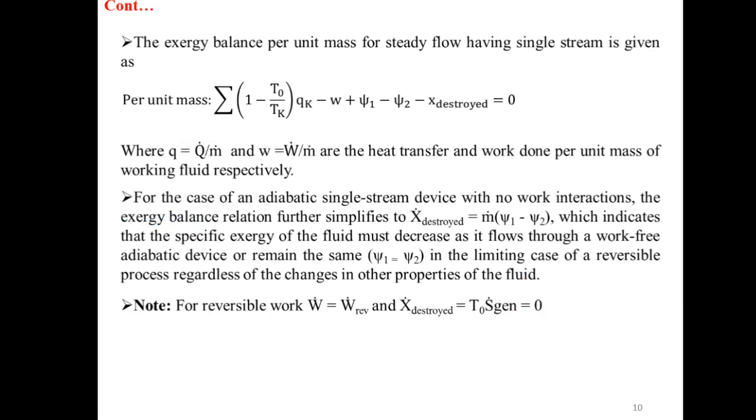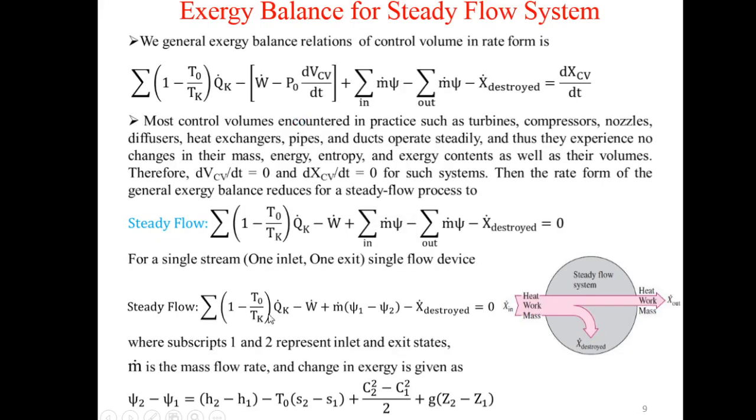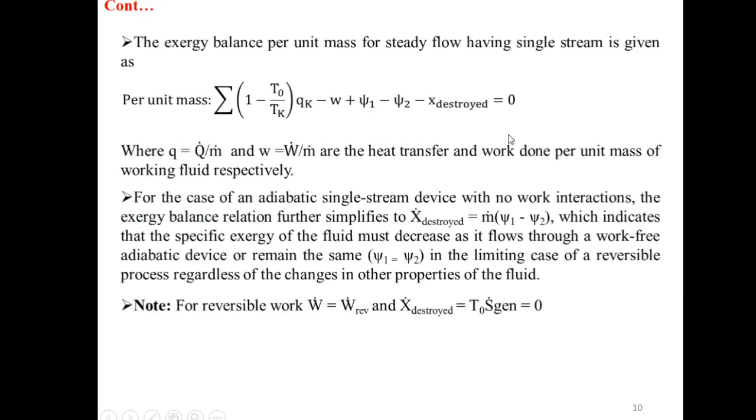The exergy balance per unit mass for steady flow having a single stream is given by this formula. What we have done is removed the mass flow rate. This will become small w and this will become small q, where small q and small w are the heat transfer and work done per unit mass of working fluid respectively.